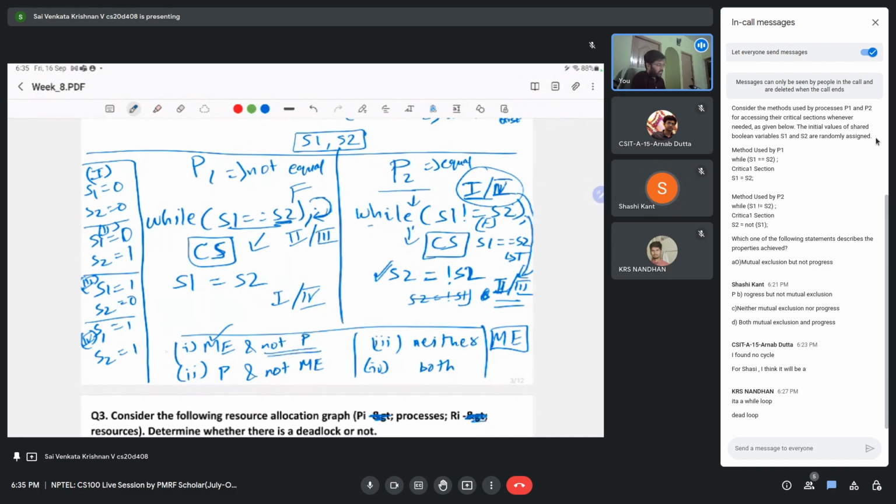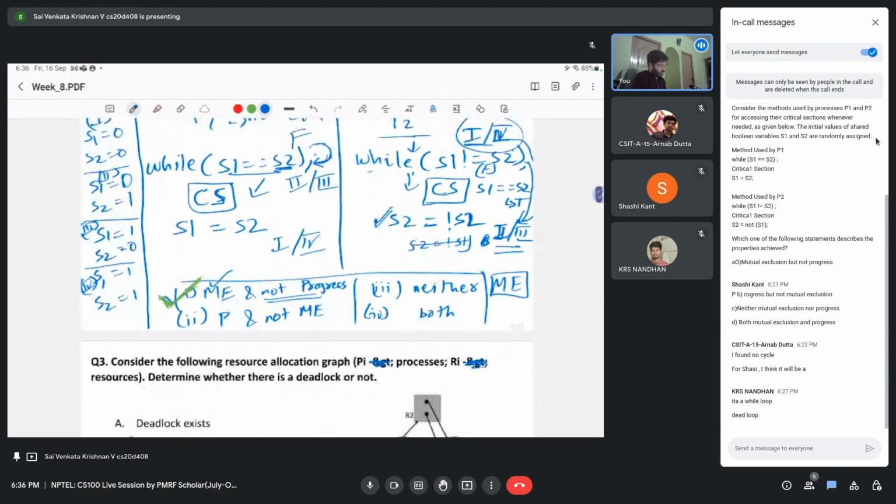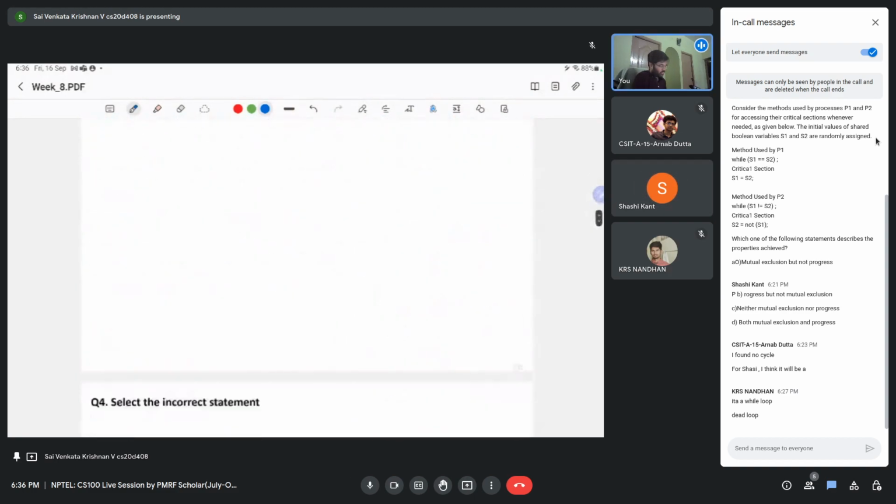So the correct answer is 1. So option A is the correct answer. Mutual exclusion is there, but not progress. Right, thank you. Good question, Shashikant, thanks for sharing it. In that case, let's move to the fourth question.